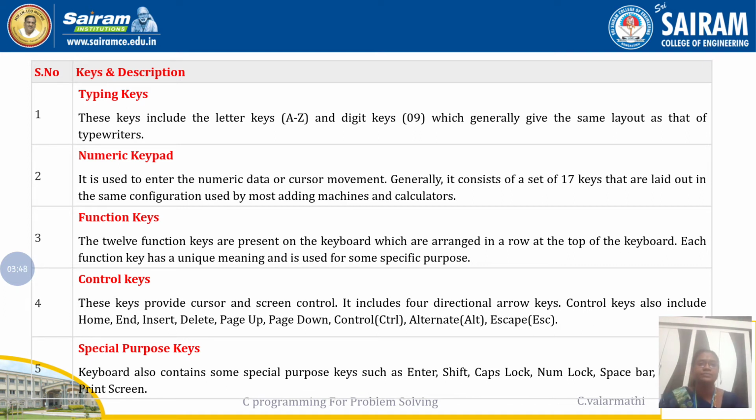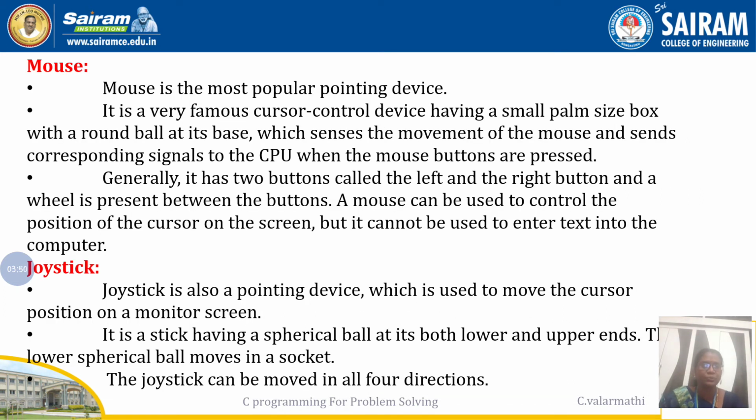Right. The next input device is mouse. Mouse is a very popular pointing device. Everyone knows about the mouse. It is a very famous cursor control device, having a small palm size box with a round ball at its base, which senses the movement of the mouse and sends the corresponding signal to the CPU when the mouse button is pressed.